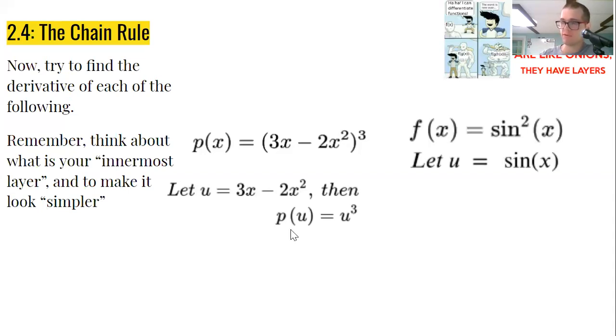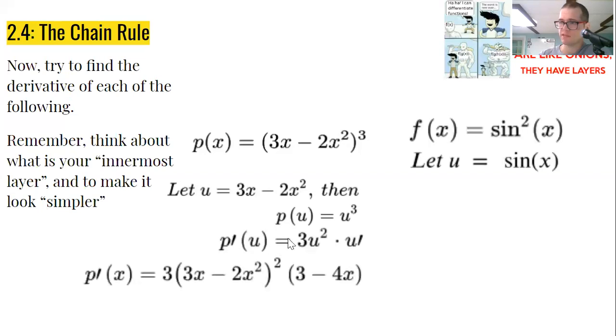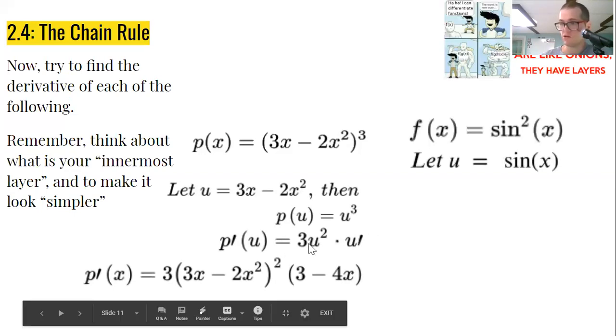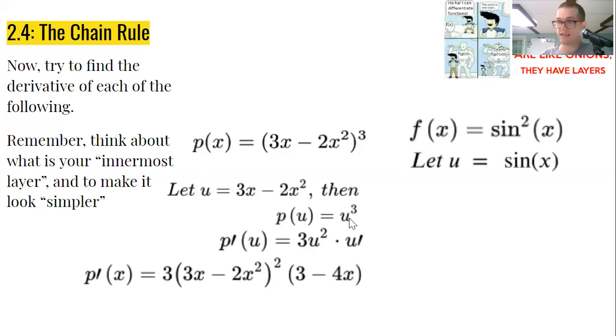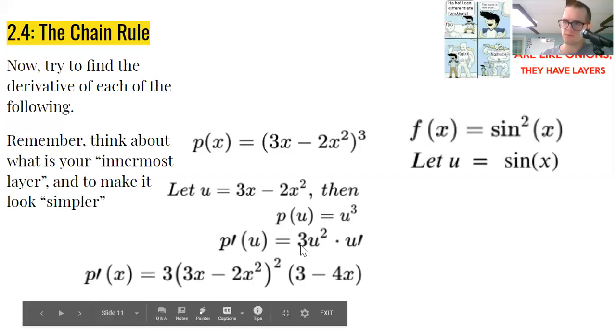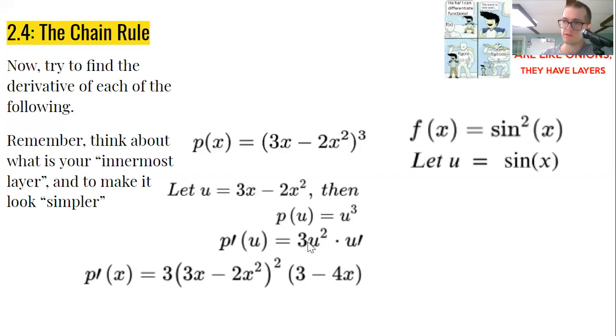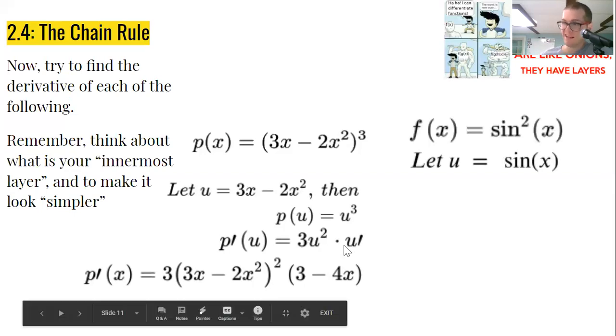Well, p prime of u is going to be 3u squared times u prime. Because again, I said use some function of x. I can't take a derivative of a composed function without remembering to find the derivative of the inner piece, which is what I need to do here. So u to the third, the derivative of this with respect to x, saying it's a function of x, I get 3u squared times u prime. At this point, I'm done.